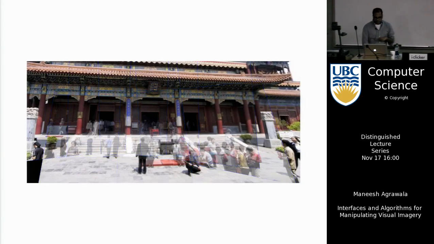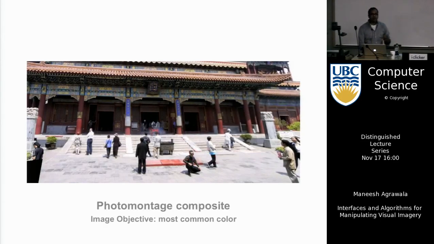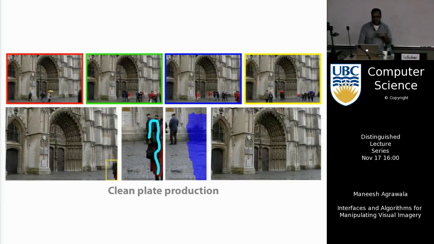When we do that, if anything is moving in the scene, it shows up as ghosts. So here we have a bunch of ghosts of the people. But if we use this most common color objective, we can get rid of all of those ghosts automatically using this photo montage technique. And similarly, we can create these kinds of clean plates.